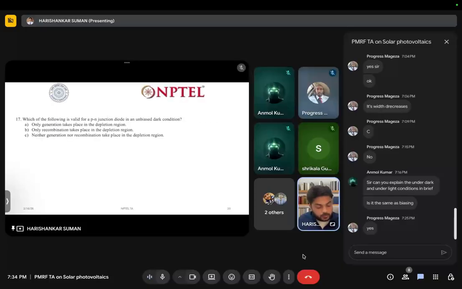Next question: which of the following is a valid reason for a p-n junction diode in an unbiased dark condition? Please give me the answer. At equilibrium. This is a simple question as we discussed. No further charge carrier flow means neither generation nor recombination takes place.